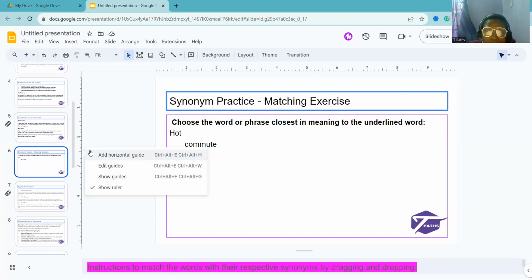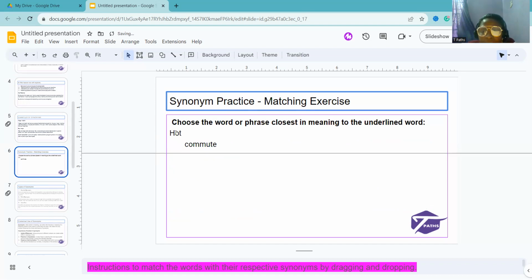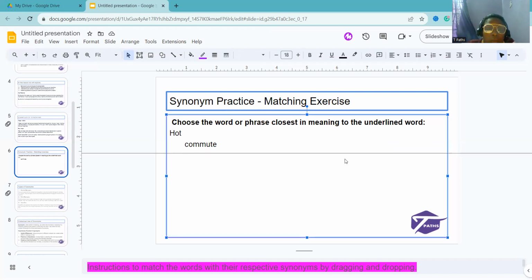So I will give you an exercise to practice now. Just choose a word or phrase closest in meaning to the underlined words, like ought and commute. I will give you 1 minute to do that. You send the answers on the chat box. Yeah, ought and commute. What are the synonyms of ought and commute?